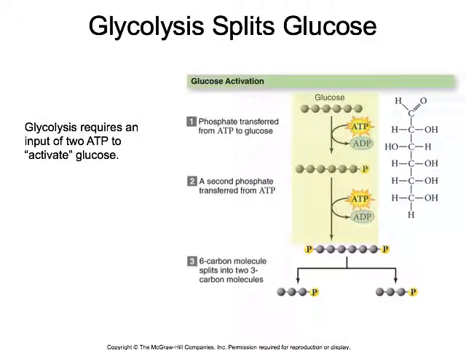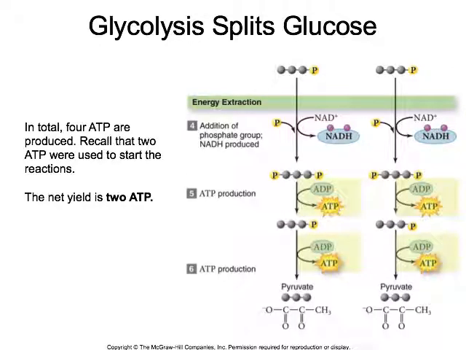Glycolysis requires an input of 2 ATPs to activate the glucose before this process even begins. You've probably heard of the phrase, spend money to make money. So the cell is going to invest a little bit of ATP because later on in this process, we're going to get a lot more bang for our buck. Now in total, 4 ATP are produced during glycolysis, and remember that 2 were used to start, so the net yield is 2 ATPs overall. It's not much, but it's enough to keep us going into the next stage.